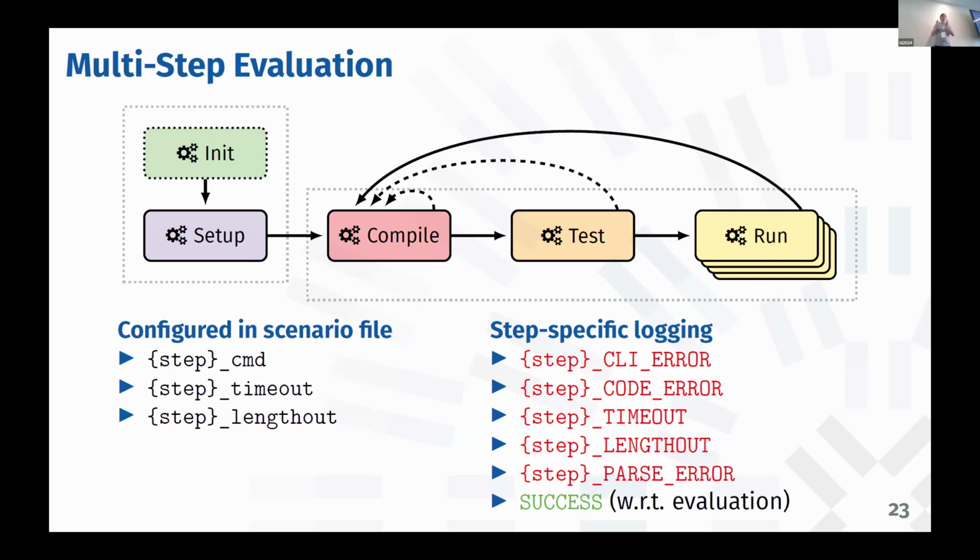We need to separate init from setup because there are some things you want before the abstraction starts and some things afterwards. So init would be, for example, to download your software or to run CMake. And then evaluation is actually in 4 steps: setup, compile, test, and run. Setup is run only once at the very beginning of the search. And for every variant, we run compile, test, and run.